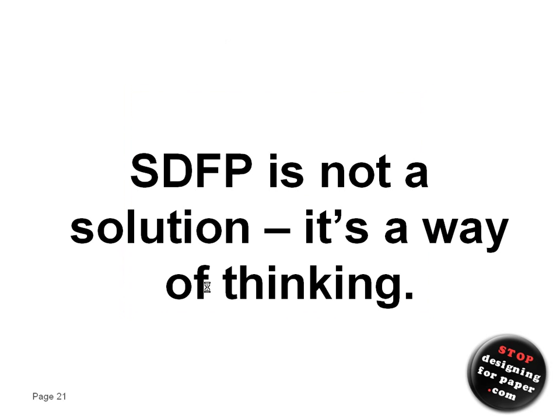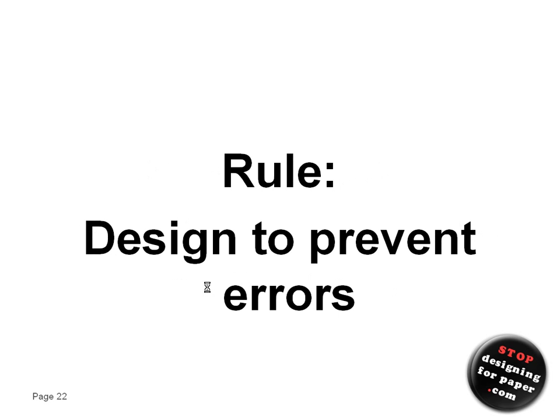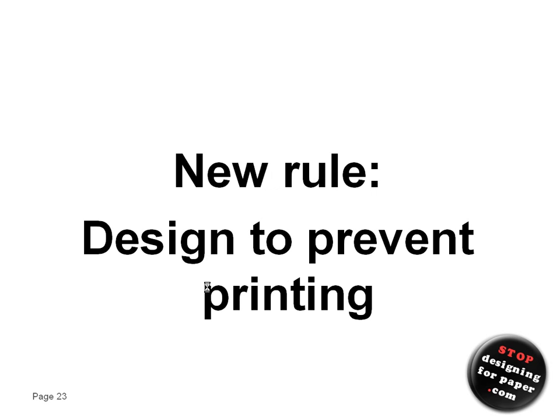So this stop designing for paper is not a solution. It's a way of thinking for you. And there is a rule today when it comes to interaction design that you should design to prevent errors. I think it's time to get a new rule who says design to prevent printing.